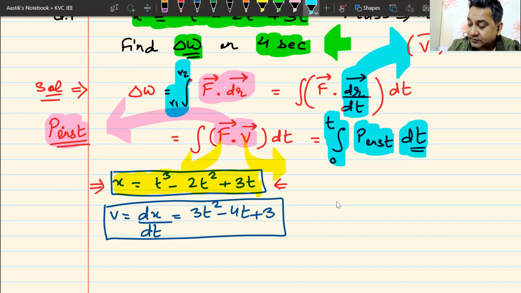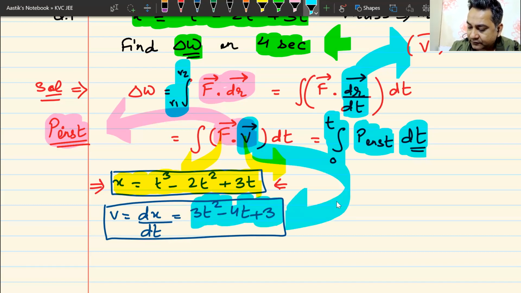So I have got to step number 1. I have calculated the velocity. What next? Step number 2. Find out the acceleration. How do I find out the acceleration?